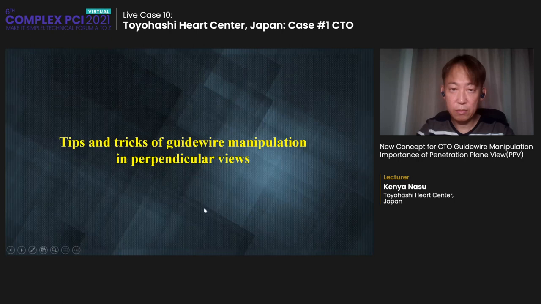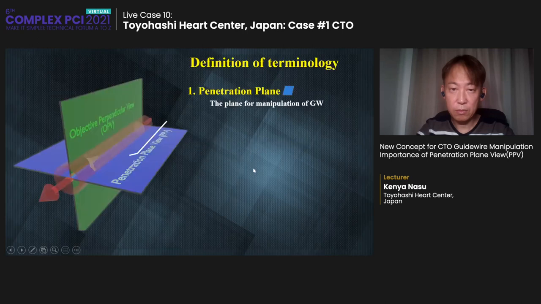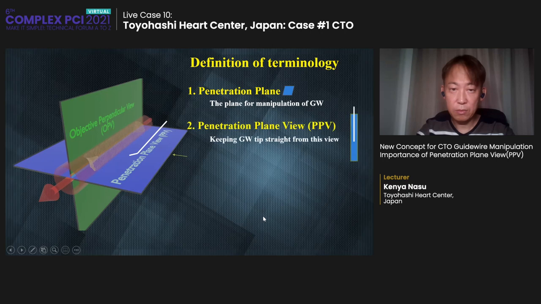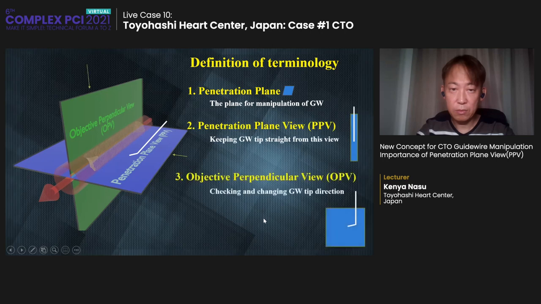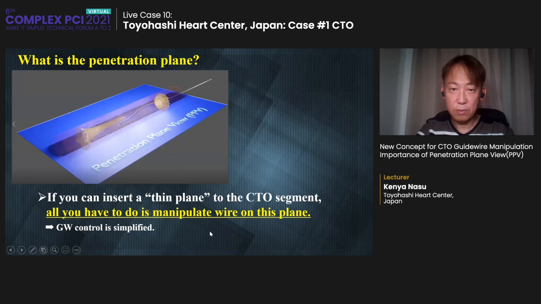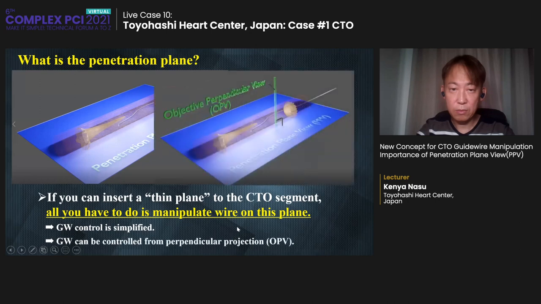So now I introduce the tips and tricks of guide wire manipulation in the perpendicular views. This slide shows the definition of the terminology. We can call the blue plane the penetration plane view, and the green one the objective perpendicular views. If we can insert the wire into the CTO segment, all you have to do is manipulate the wire on this plane. So guide wire control is simplified, and the guide wire can be controlled from the perpendicular projections.